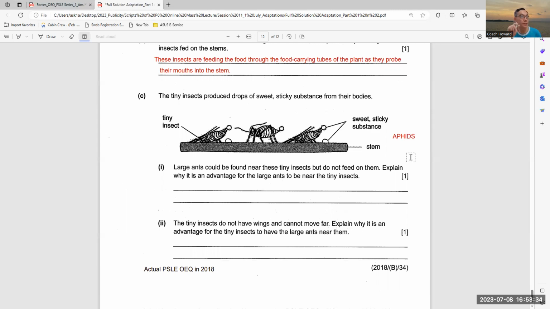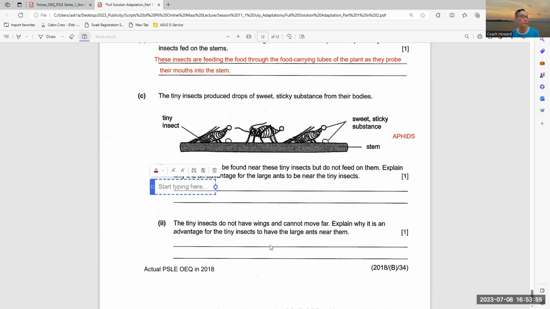Okay, that means they say that the big ants don't eat them. So they ask you to explain why it is an advantage for the large ant to be near this insect. That means why is it good for this tiny insect? So you can talk about the large ants, right? Protect these small tiny insects from being eaten by predators.